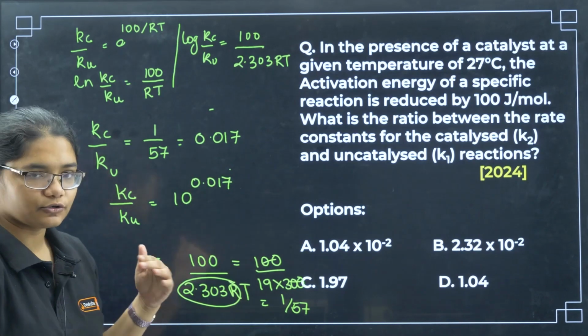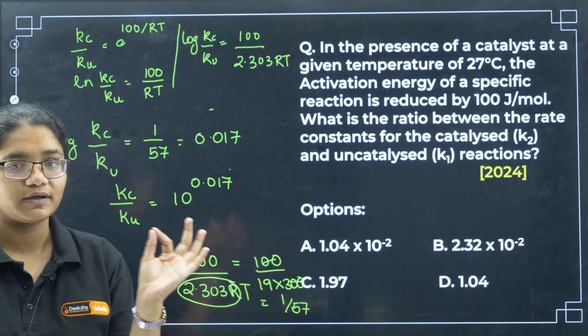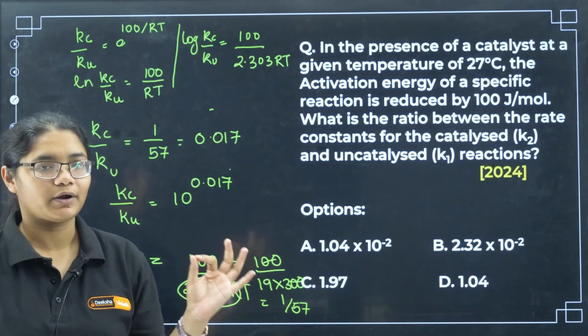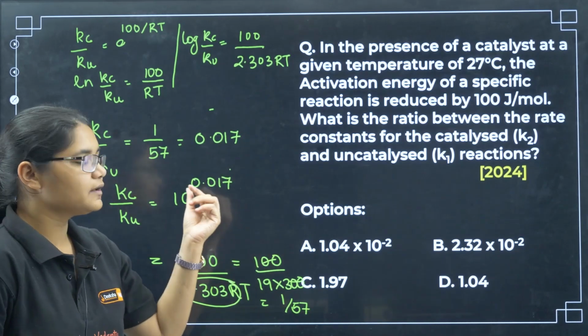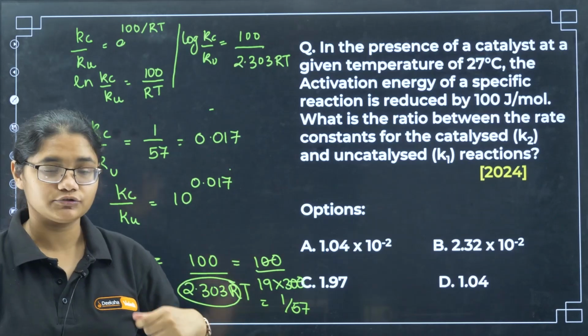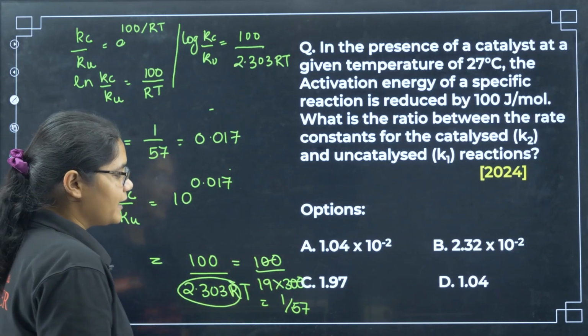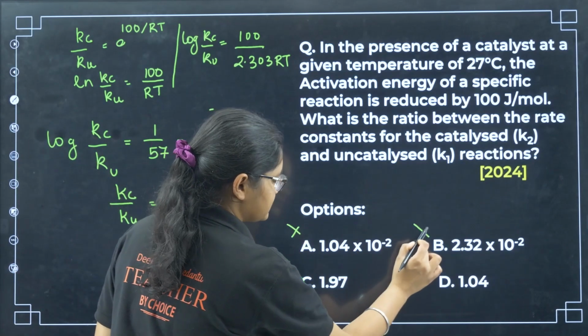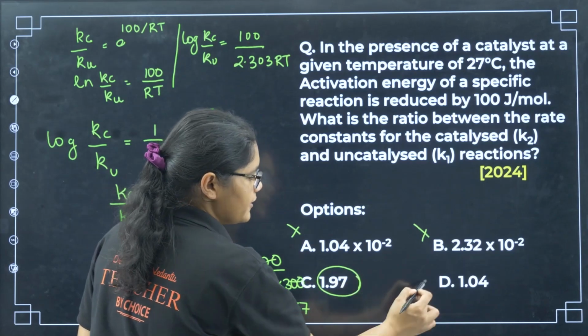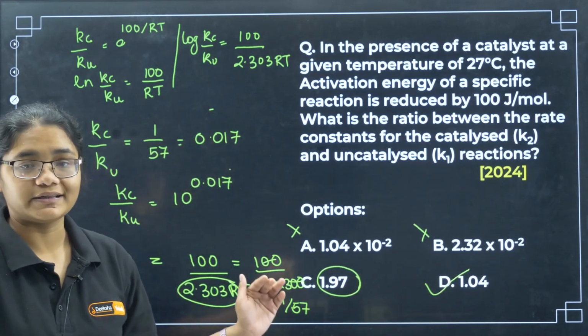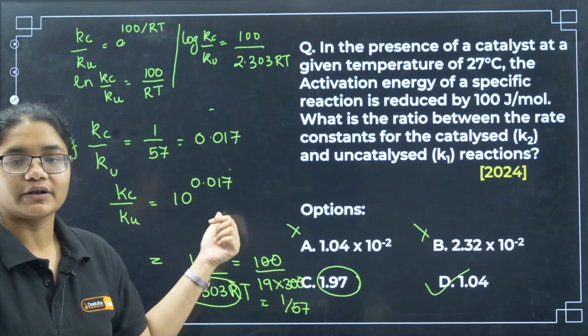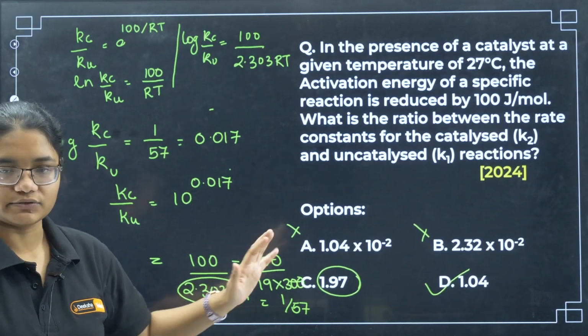Now, as I showed you in the previous question, log 1 is 0 and log 2 is 0.301. So this number will come somewhere in between and it should be closer to 1. So I have this one less than 1, this one less than 1, and this is near to 2, so this will be the answer, that is 1.04. Its value will be somewhere around 0.02 or 0.017.